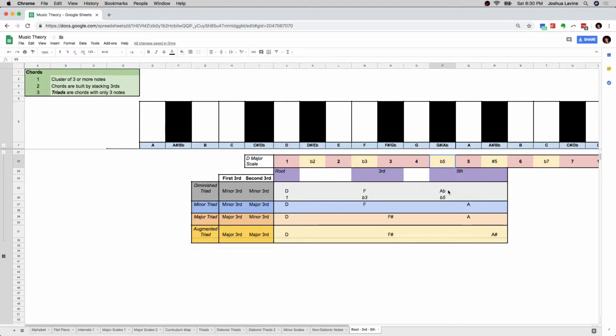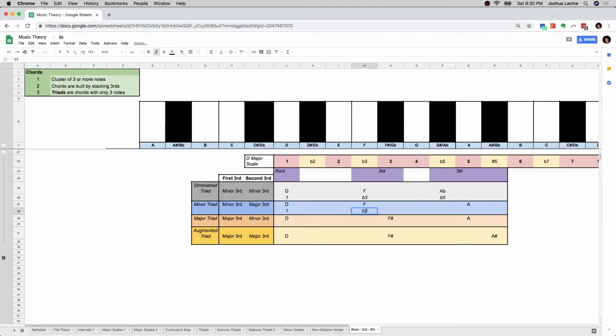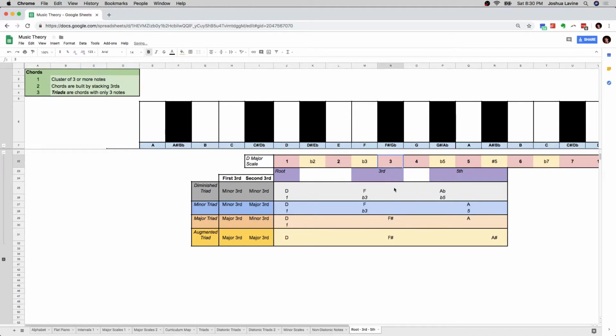All right, everybody with me now? Let's look at the minor triad. We have D, which is a 1, of course. We've already defined F as the flat 3, and the A is the normal 5. Okay, now the D major triad. We have D is the 1, we have F sharp as the normal 3, and we have A as the normal 5.